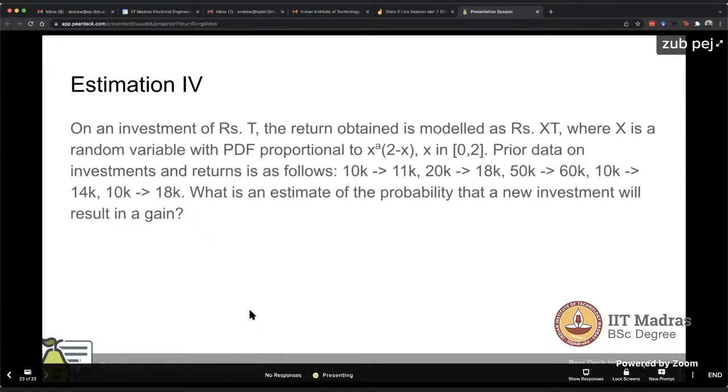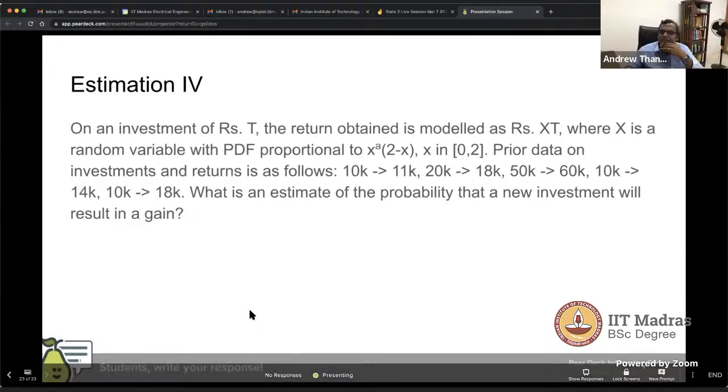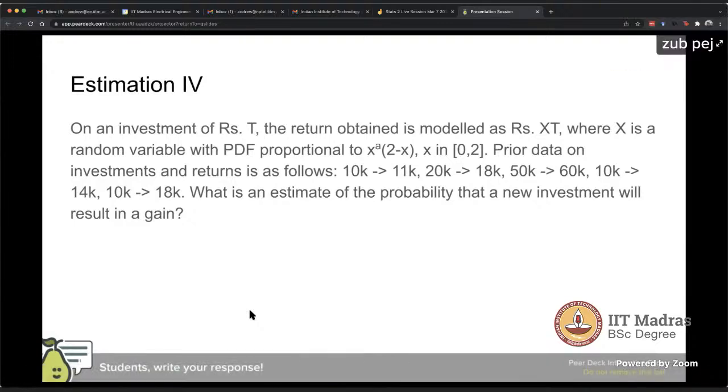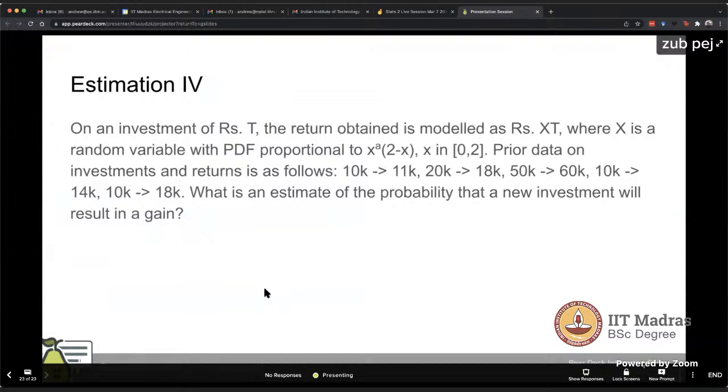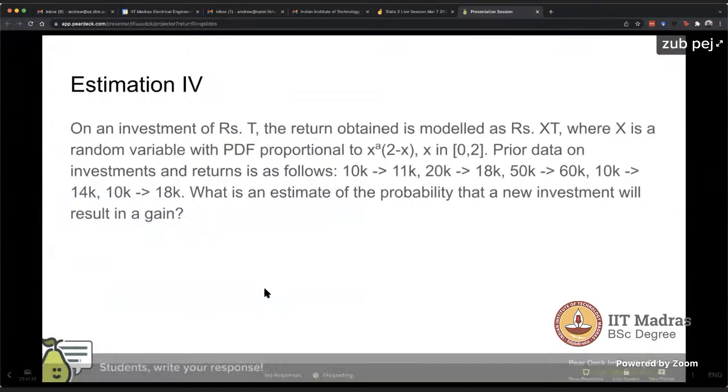Sir? Yes. Sir, how can we apply Bayesian estimation in this problem? Like, what will be the prior, and likelihood into prior, like we do in Bayesian estimation?